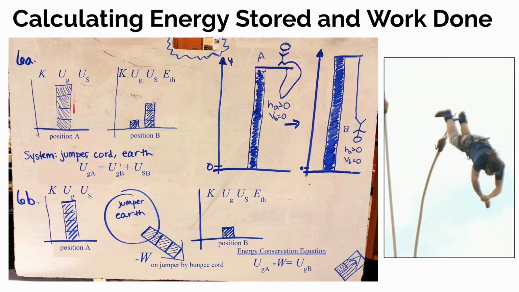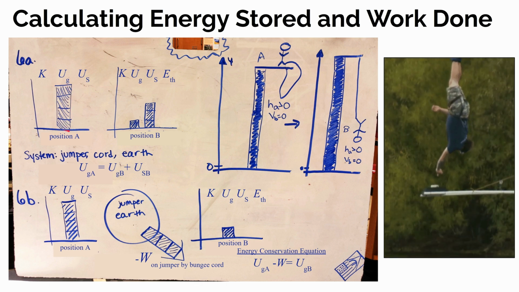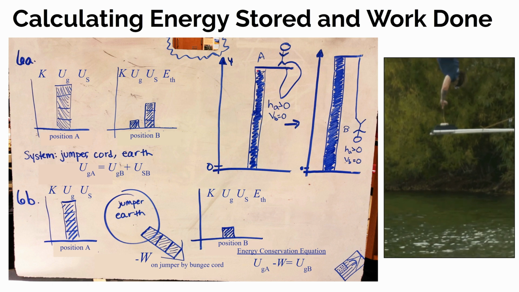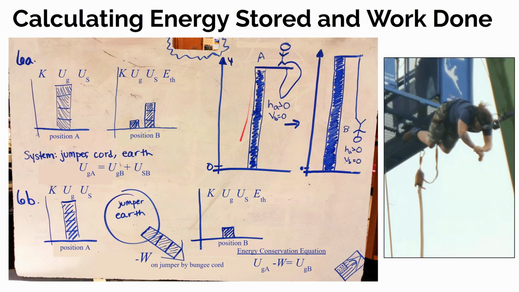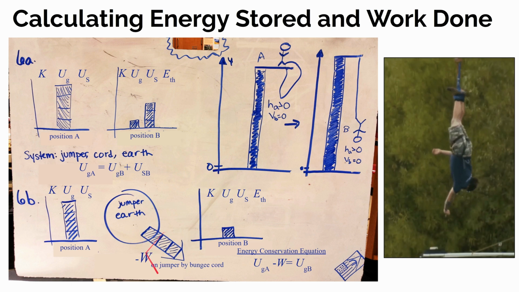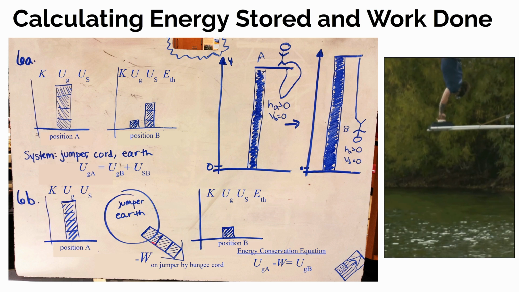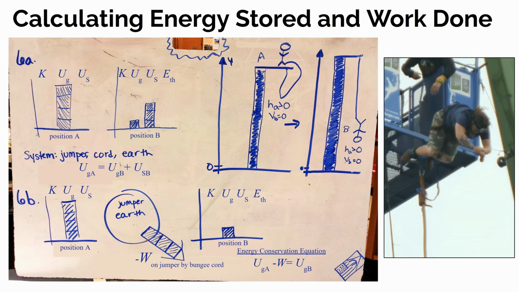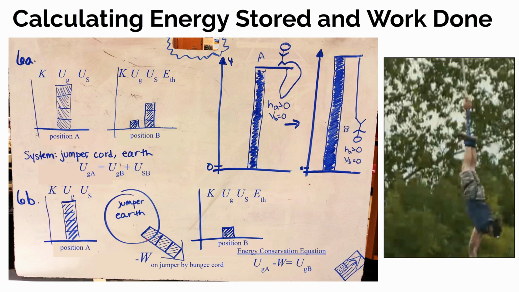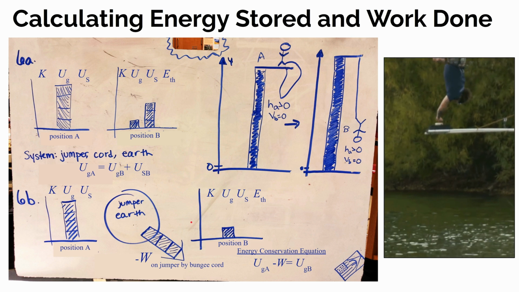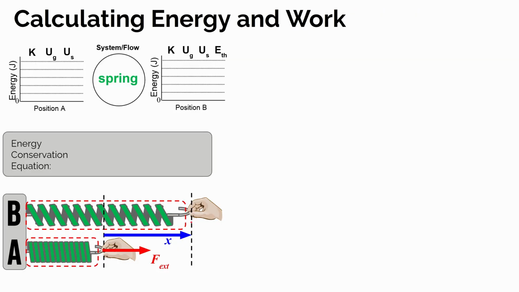For instance, how many joules of energy are stored by somebody standing at some height above zero? Or if there's a bungee cord pulling up on a jumper that's moving down, it's doing negative work, so how much negative work is being done? How much energy is transferred out of the system? To help us think through that, we're going to think through a situation of somebody stretching a spring.